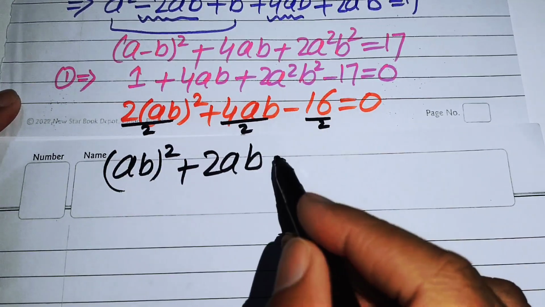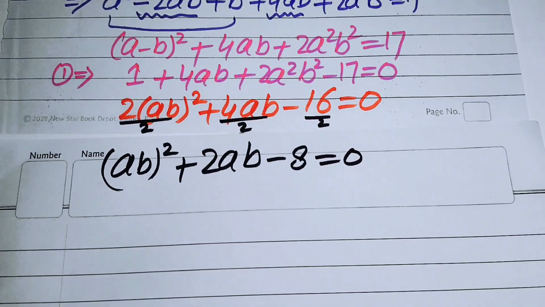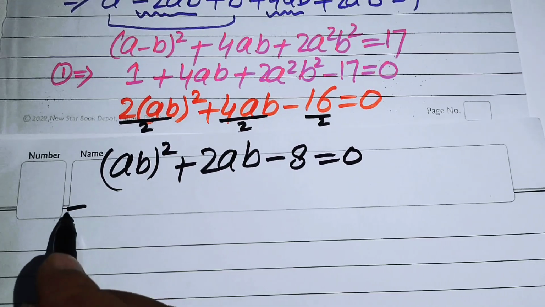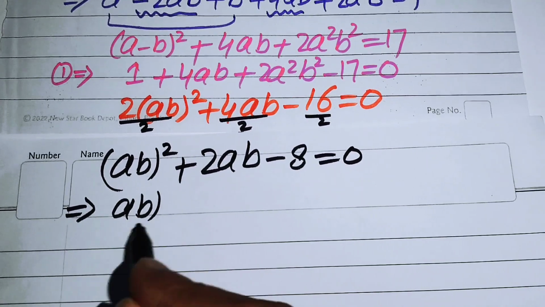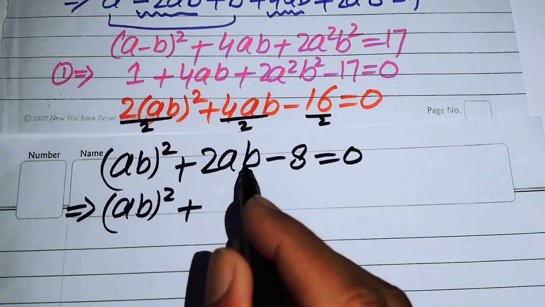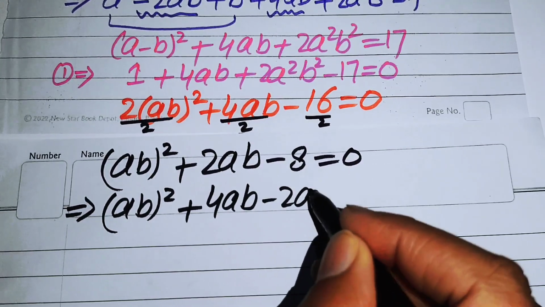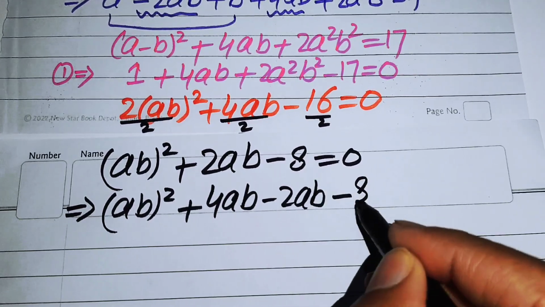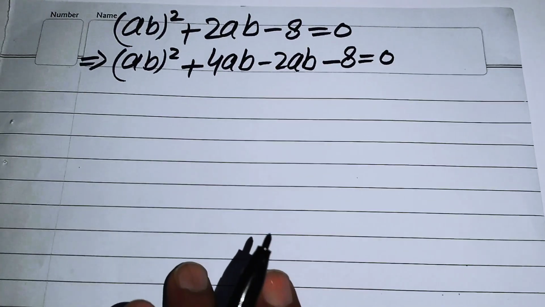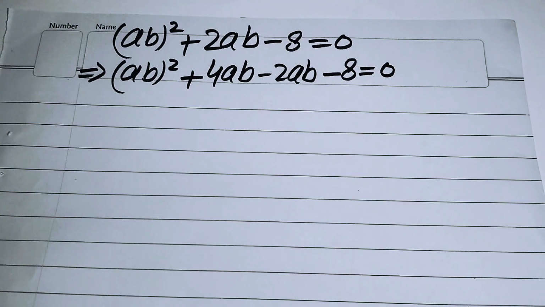So here you have 2 8s are 16, and we get minus 8 equals to 0. In here we will make the factors of this equation, and we can just write it as (ab) whole squared plus, we write this 2 times of ab as 4 times of ab minus 2 times of ab, this is minus 8 equals to 0. And now we can easily make the factors of this equation.